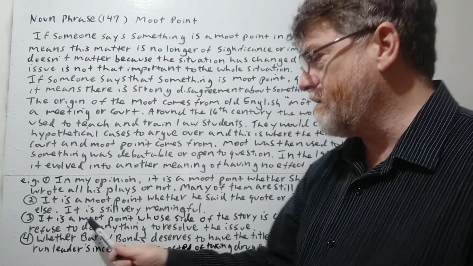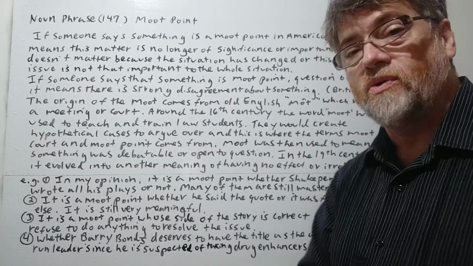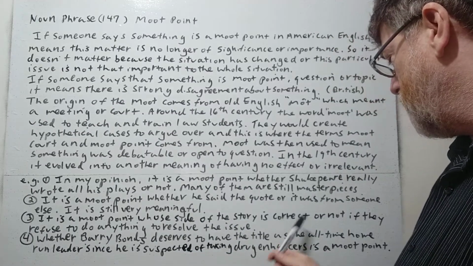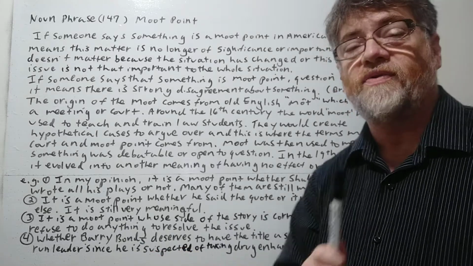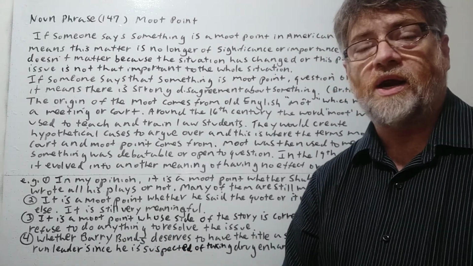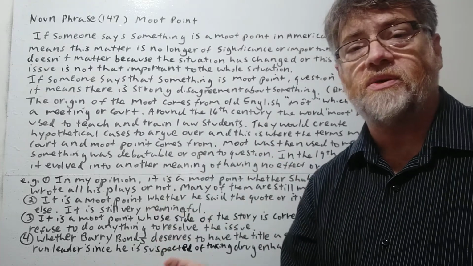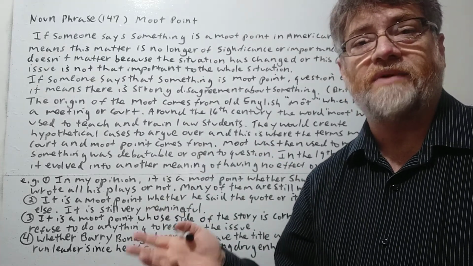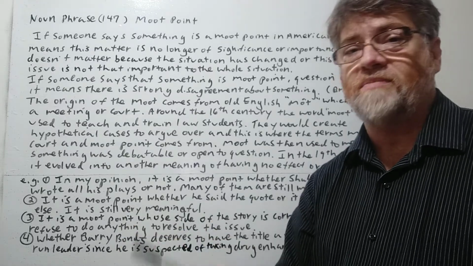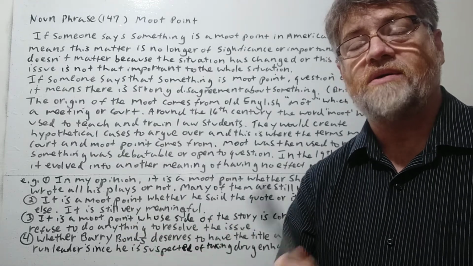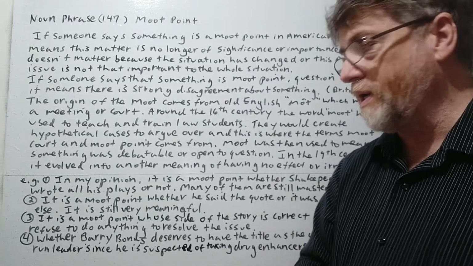All right, number 3 here. It is a moot point whose side of the story is correct or not if they refuse to do anything to resolve the issue. So whether you want to point fingers and say it's their fault or their fault, but neither side is doing anything, it doesn't really matter because then neither one is coming together. So you want to say it's them or it's them, doesn't matter. Either way, you're not solving the issue. You're not solving the problem. So it's kind of a moot point.